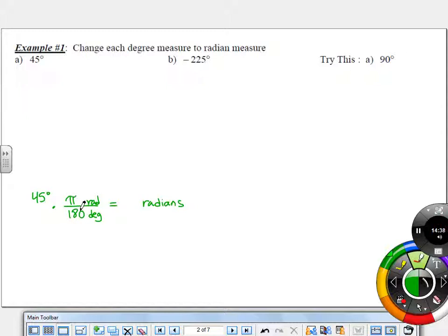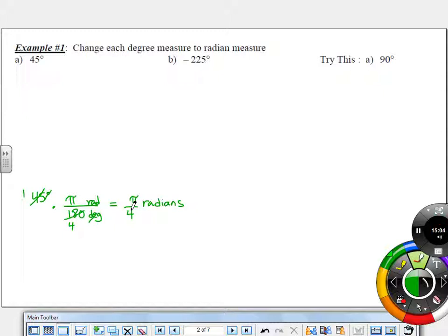And so what that means is this measurement of degrees, because of the way I've positioned them, cancels out. And so then I'm left with this fraction. We saw how we write our radians, so I'm going to go ahead and keep the pi. And I'm basically going to reduce this fraction. So 45 goes into 45 one time, and 45 happens to go into 180 4 times evenly. That's how I'm getting my pi over 4 radians.